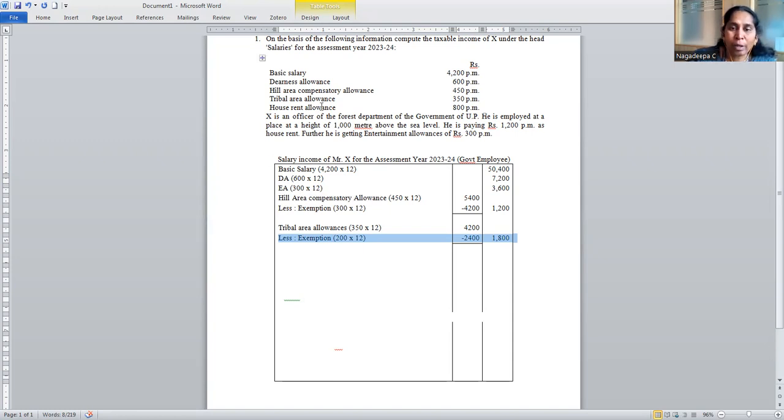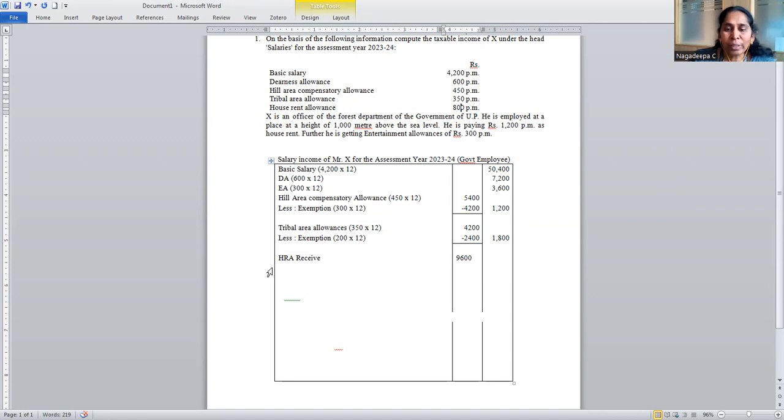Next is very important, house rent allowance, that is 800 per month is given. And here three factors we have to consider. We'll see one by one. First, we have to write the amount received by him. So HRA received by him is 800 per month. So 800 into 12 is 9,600. Now for the exemption, three categories you have to take, that is, the least of the following is exempted.